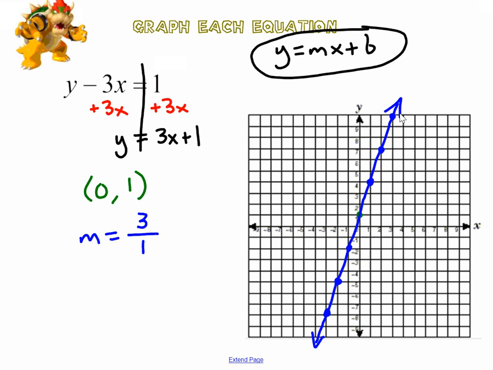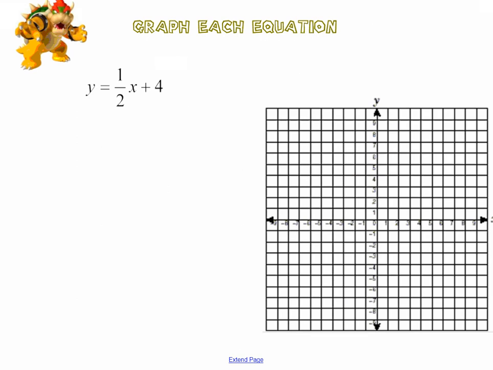Let's go ahead and do our next problem. So this equation actually is in slope-intercept form already, so I can simply just go ahead and start listing some things. So my y-intercept this time is 0, comma 4. So I'm going to put a green dot right at 0, comma 4.